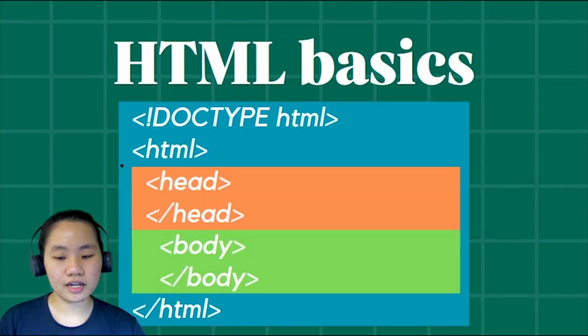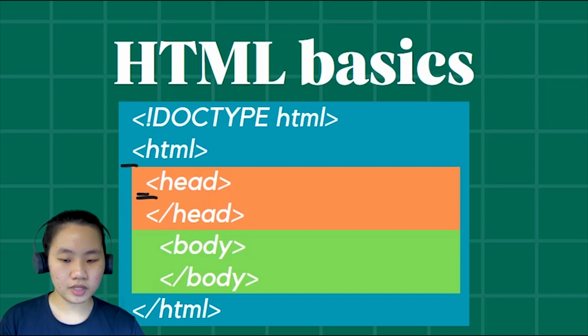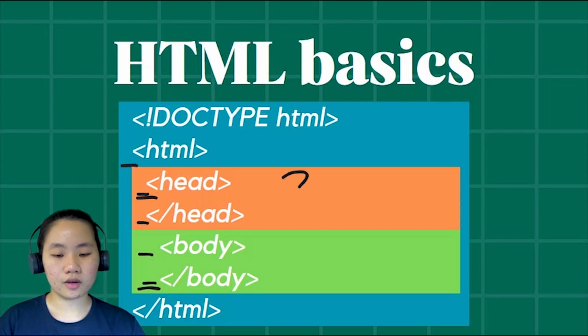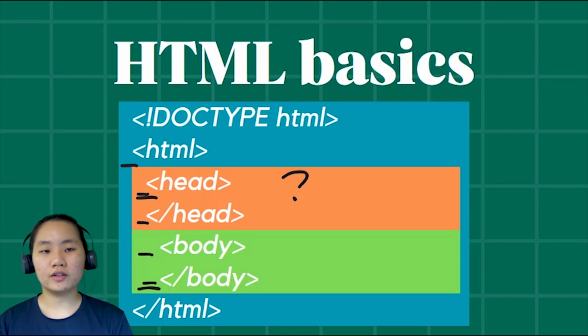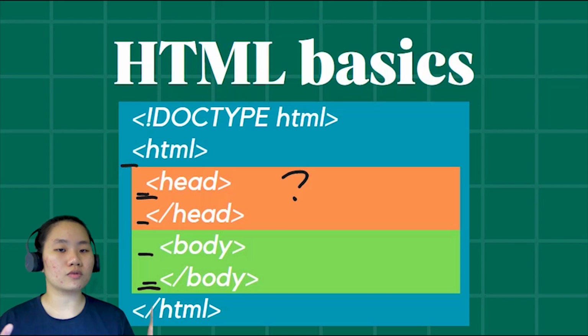Next, inside of the HTML tag, we have the head tag, open and close. And then next is the body tag, open and close. And if you're wondering, what do you put inside of the head? The head stores the website's information, also where you link this HTML file with other files. So basically, it's like everything in the back that the users don't see.